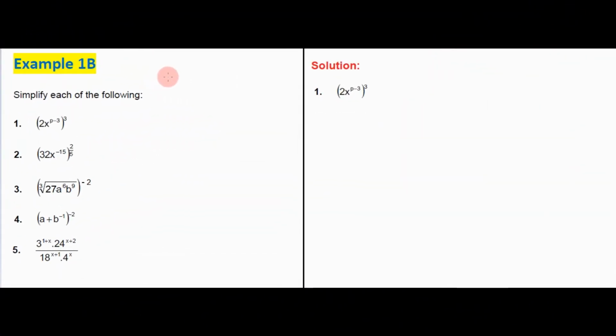In example 1b, it says, simplify each of the following. So let's look at the first one. We have to apply the power outside the brackets to everything inside the brackets. The 2 has a power of 1 that we don't write. So multiplying the powers, it's 2 to the 1 times 3. And then we multiply the power of x also by 3 to get 3p minus 9. 2 cubed is 8, so we have 8x to the 3p minus 9. Let's look at the second question, or expression.